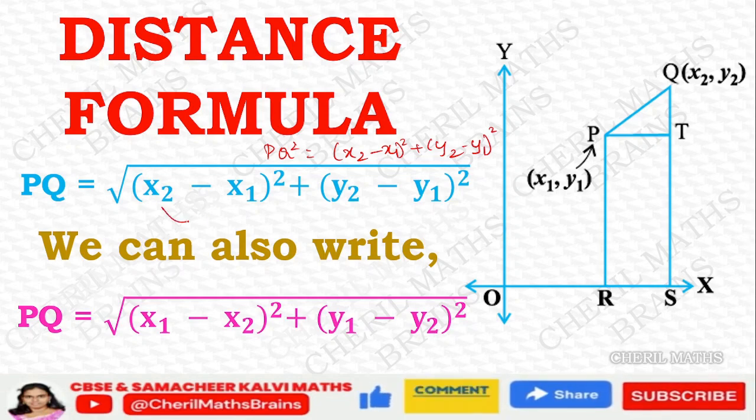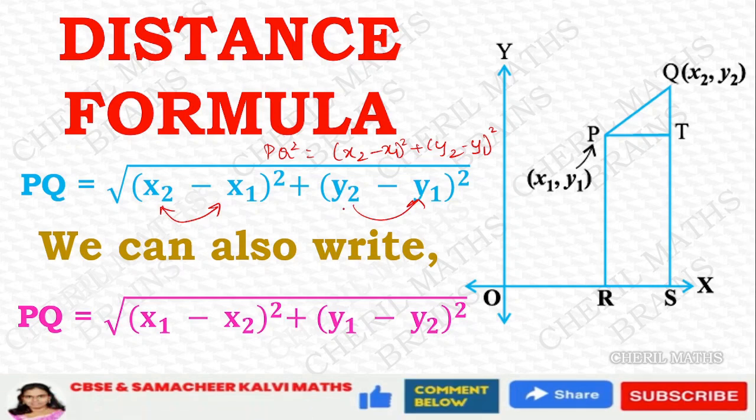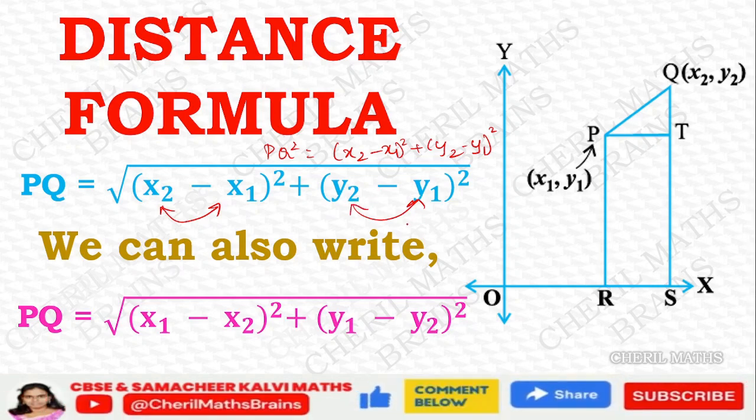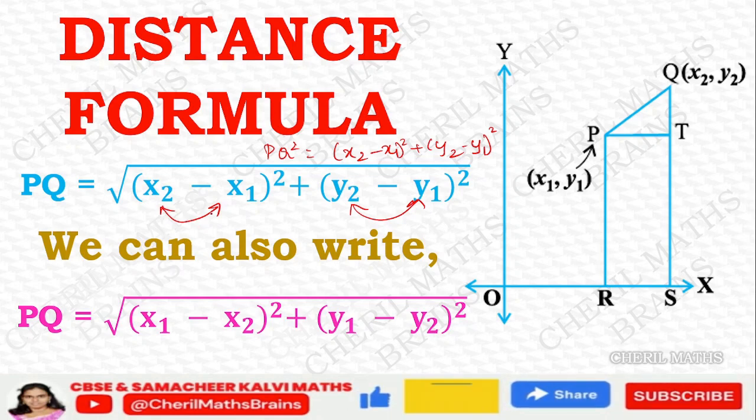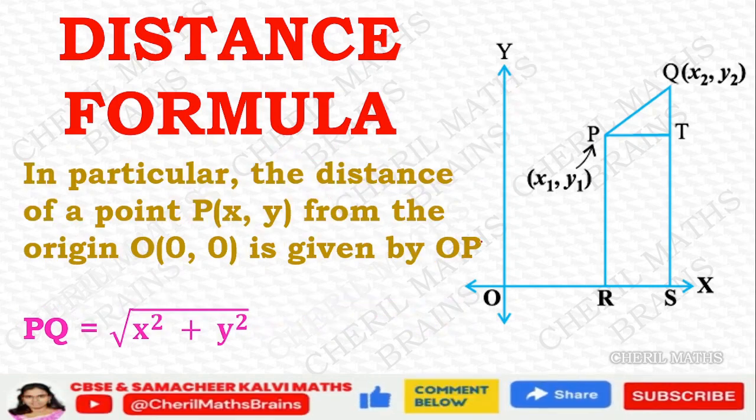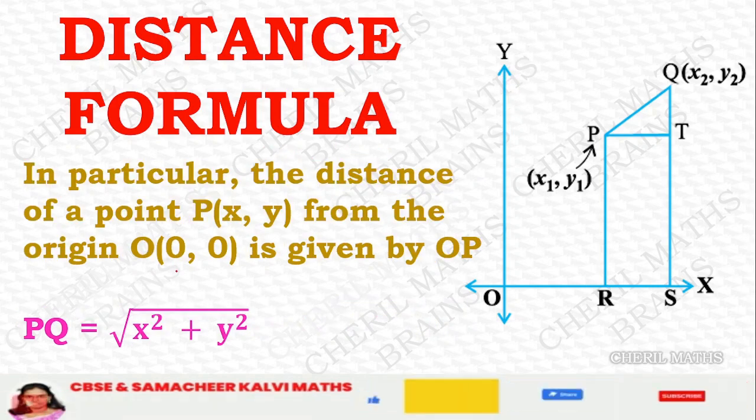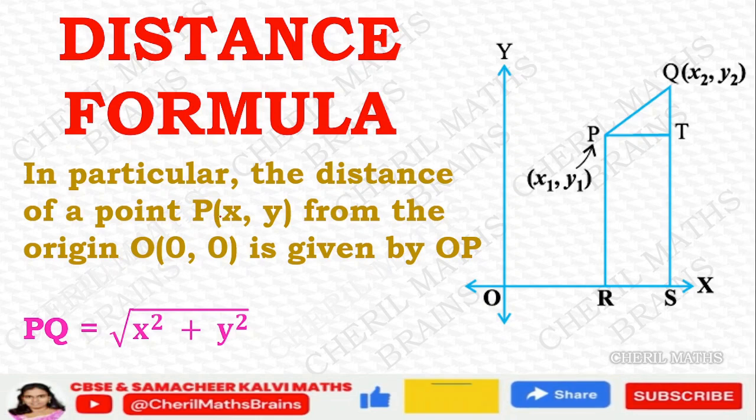And we also saw that if x1 and x2 are interchanged, there will not be any mistake, because it is going to come under the square, so even if it is a negative number, when it is squared, it will be the same. And we saw that the position of point P from the origin is going to be the root of x square plus y square. So all these we saw.